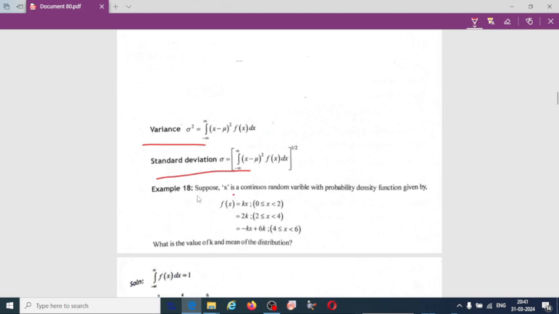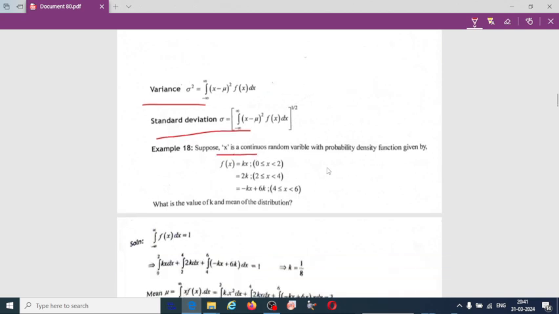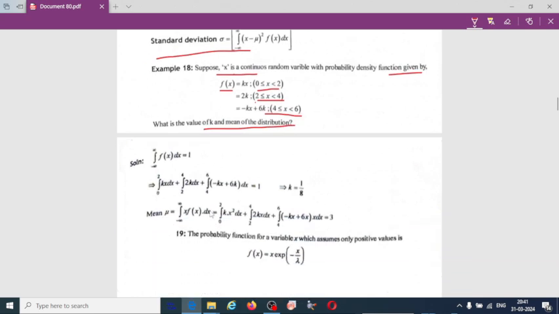Consider this example. Suppose x is a continuous random variable with probability density function given by f of x equal to k into x, where x lies between 0 and 2, and f of x equal to 2k when x lies between 2 and 4, and minus kx plus 6k when the value lies between 4 and 6. What is the value of k and the mean of the distribution? Here we have to calculate the value of k and the mean.